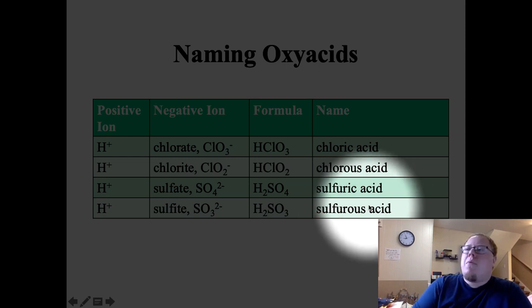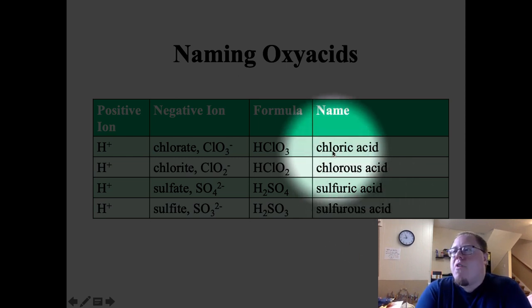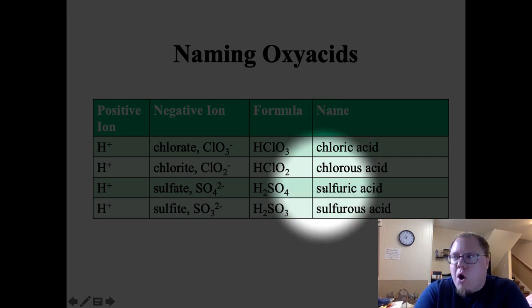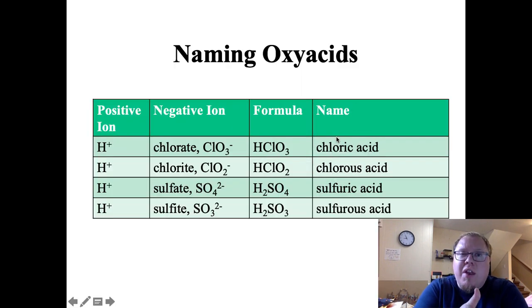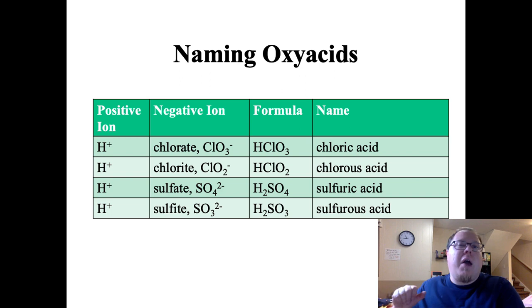Now, what you may notice about these names, first off, the part hydro is not a part of it. Hydro is not a part of these names. If hydro is part of the name, it's a binary acid. That means hydrogen with an element. If hydro is not a part of the name, that means it is an oxyacid. So it is hydrogen with a polyatomic ion. Hydrogen, polyatomic ion. No hydro written in the name.